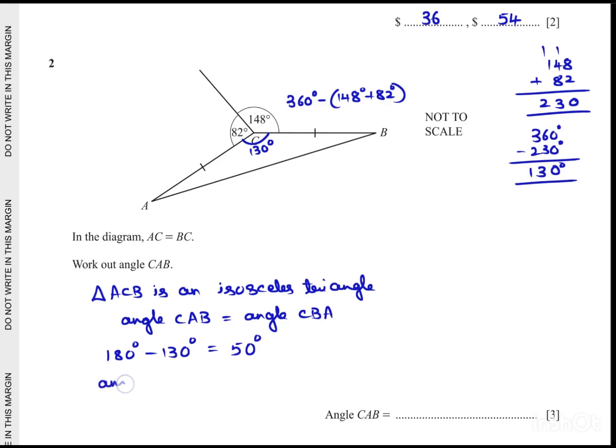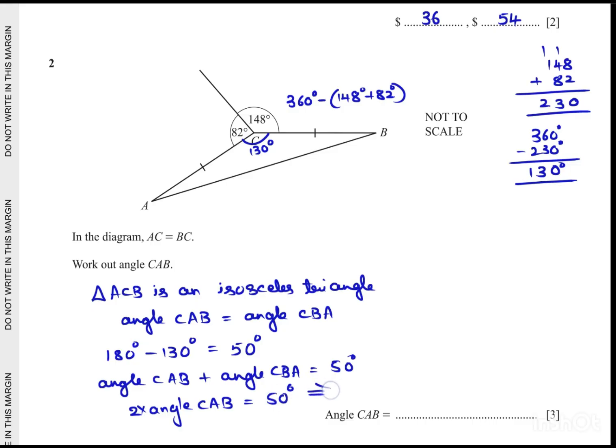So now this 50 is the sum of these two angles. So angle CAB plus angle CBA is equal to 50. Because they are both the same, we can take 2 times angle CAB is equal to 50. So this will give you angle CAB is equal to 50 divided by 2, which is 25. So angle CAB is 25 degrees.